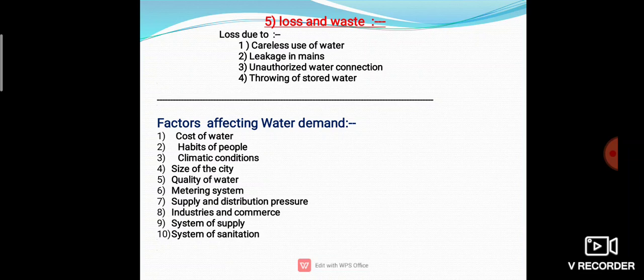And for leakage, maintenance of the distribution system is always required, and that reduces leakage, including unauthorized water connections. The water supply distribution has fixed methods, or fixed types of layout: tree, then polygonal, and after that different methods, such as the radial method. They are all methods used for distribution. So unauthorized water connections are also eliminated. Then throwing of stored water.